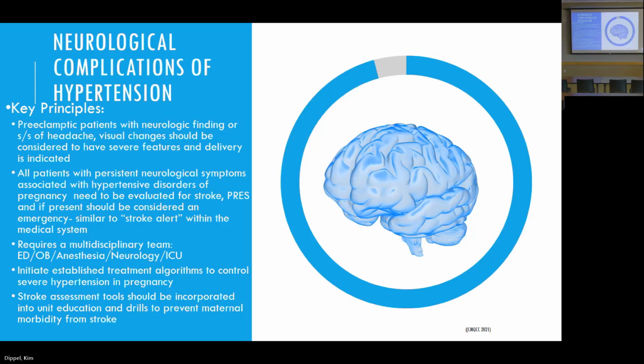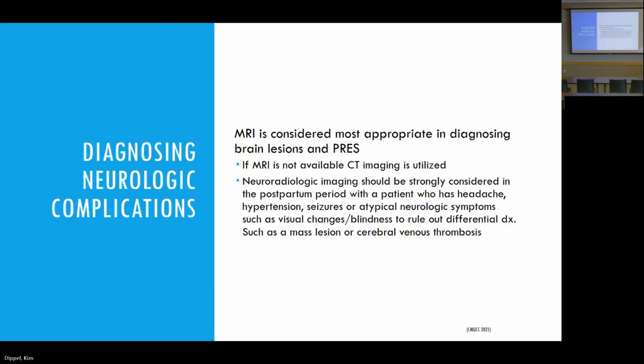The emergency room physicians are not by themselves, or nurses not by themselves. OB, we need everybody. Anesthesia, neurology, and ICU. And so we need to establish treatment algorithms to control severe hypertension, and those stroke assessment tools should be incorporated when you do any kind of education and drills to prevent morbidity from stroke.